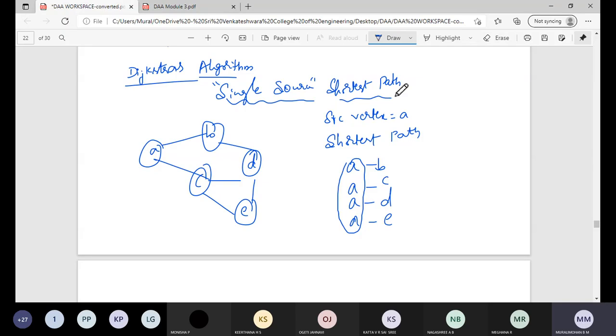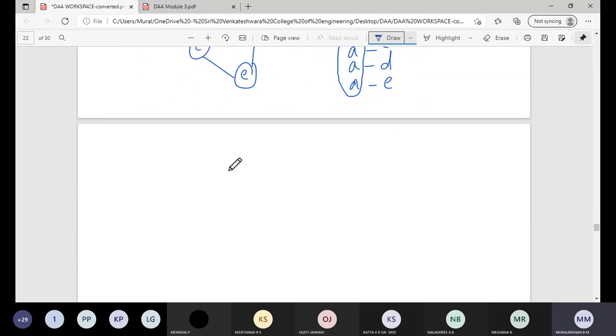To find this, Dijkstra has given one particular algorithm, right? By using that algorithm, we can find the single source shortest paths. And also we have solved one problem, and I gave you one problem to solve, right? So what is the answer for that?